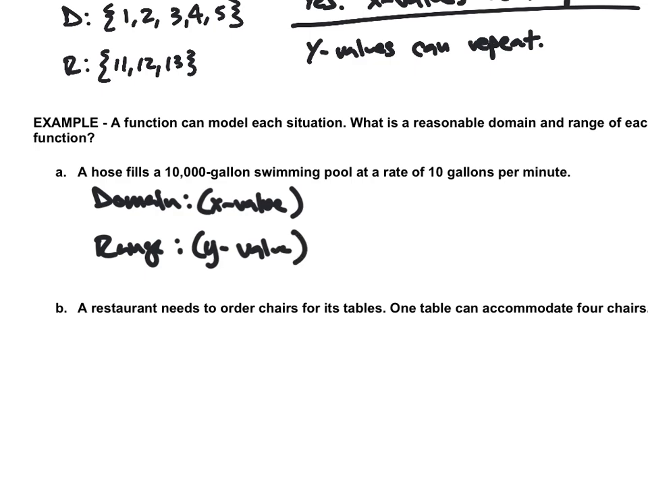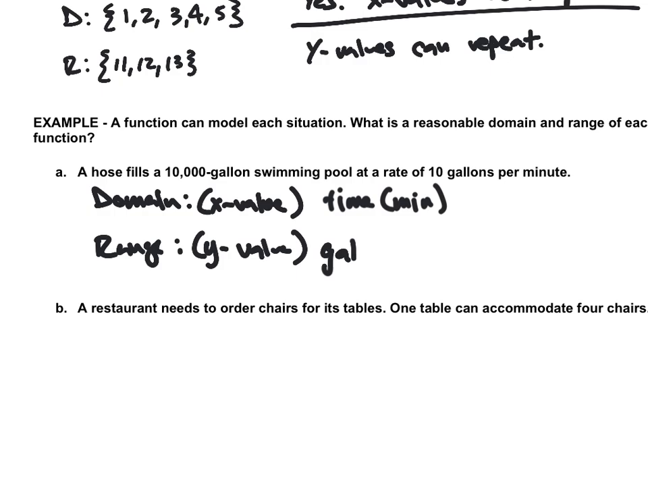So in this scenario, what I want you to think about is that you're filling a 10,000 gallon swimming pool at a rate of 10 gallons per minute. So the thing is that what depends on what, okay? So domain, your X value would be minutes, time. So it'd be time in minutes. And then your range would be gallons.